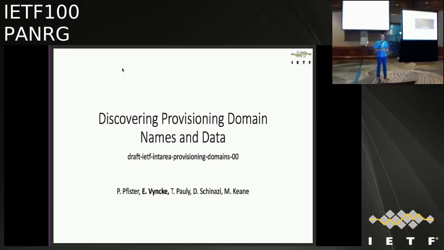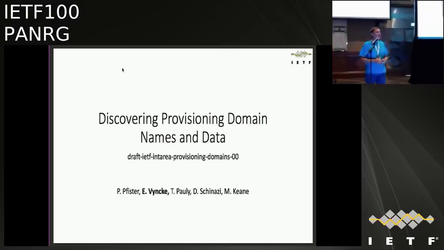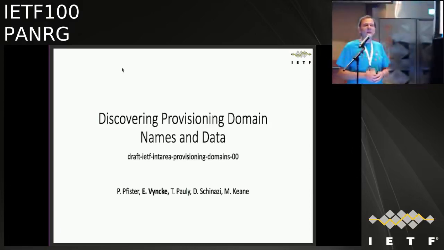Okay, my name is Rick Vink, and I'm speaking in the name of many authors. At least two of them are in the room, so Pierre and Tommy are here, maybe others. We're presenting at the Interea something called provisioning domain that can have some intersection with the purpose of this research group.